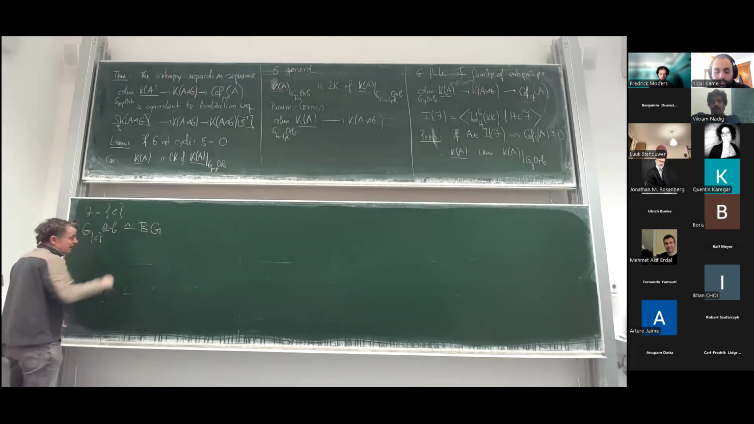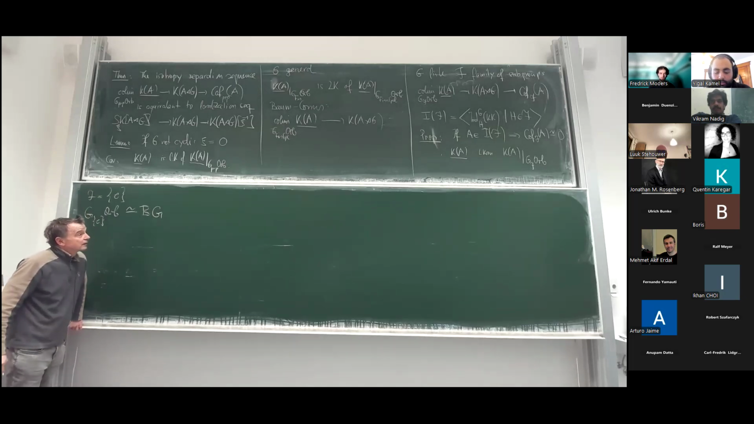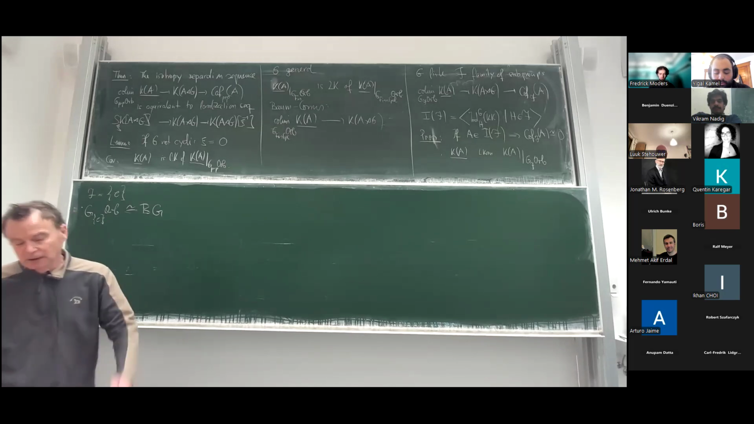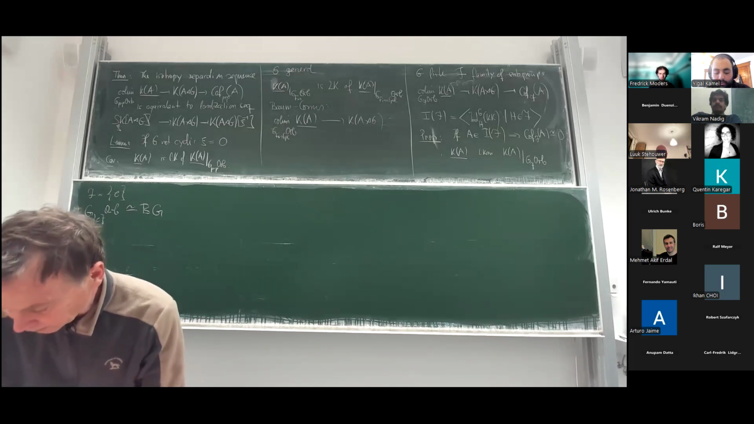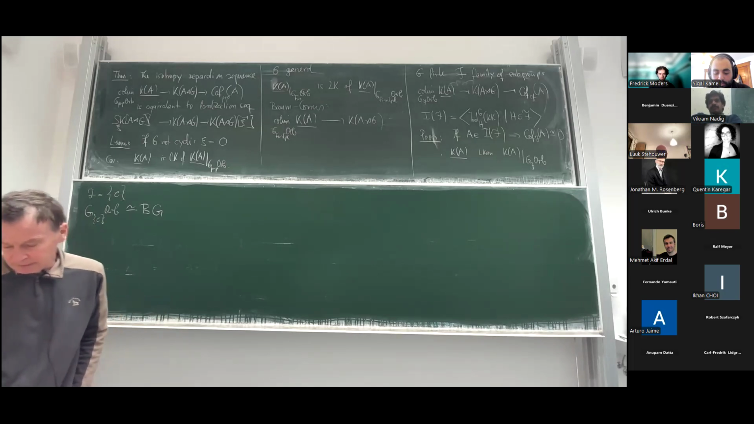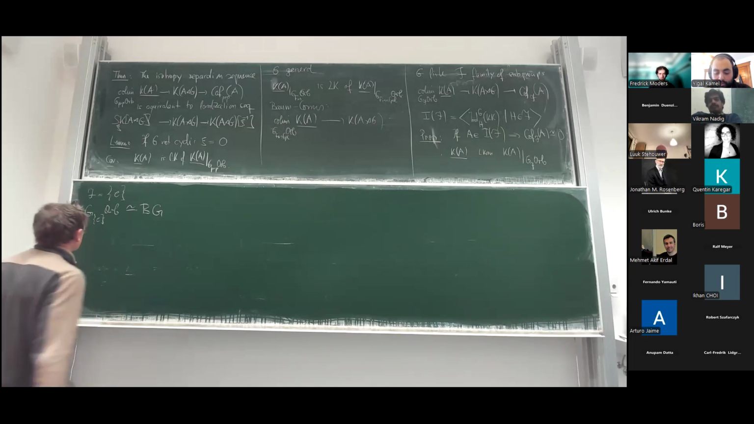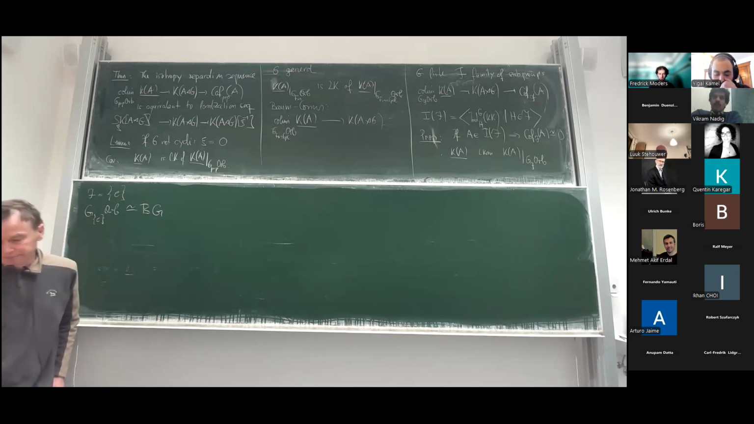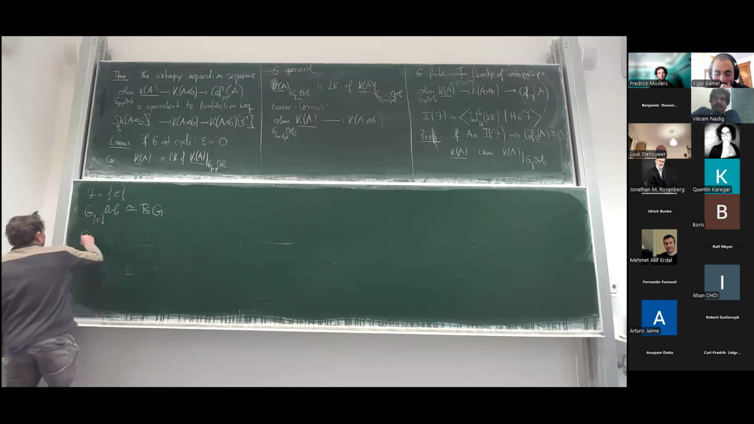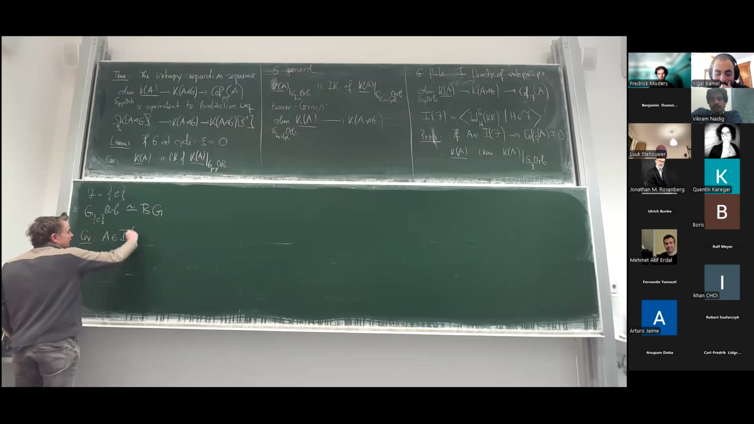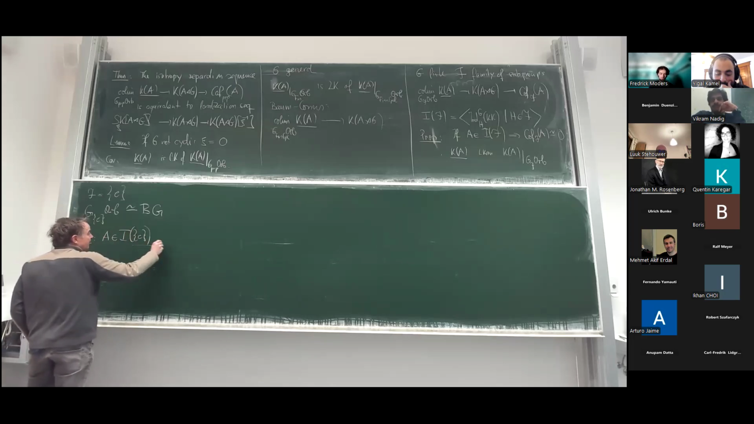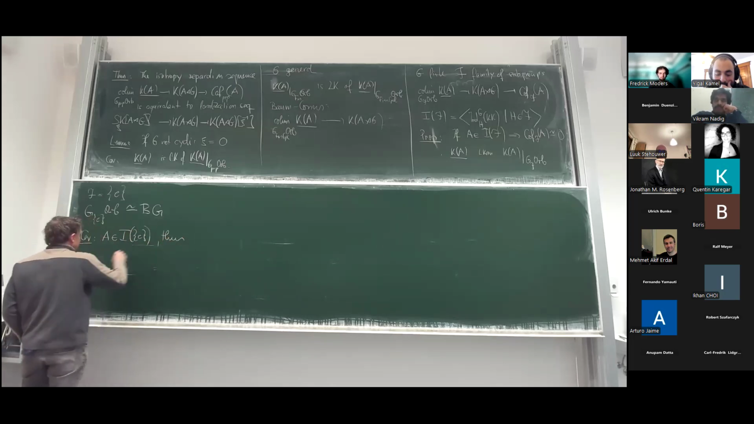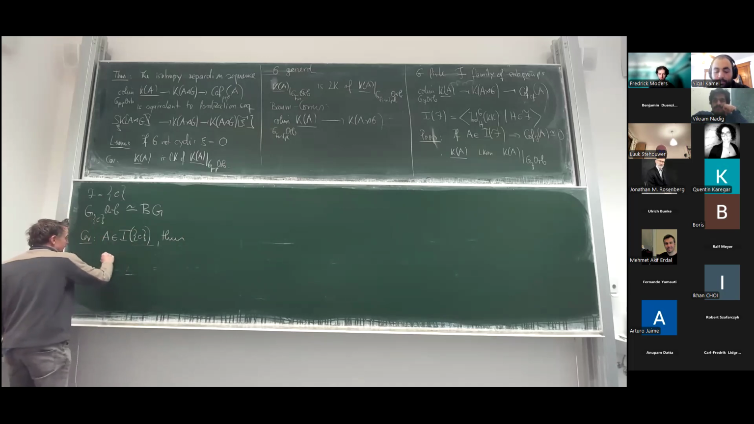Restricting to this just means that I take the K-theory spectrum of the C-star algebra with the G action. Okay, first of all, a corollary. If A is in I of the trivial family, then we have this formula.